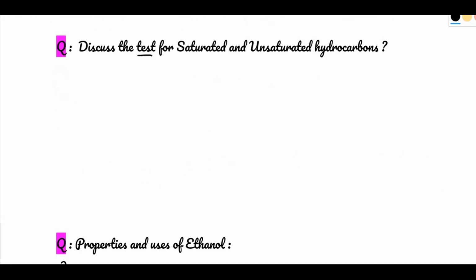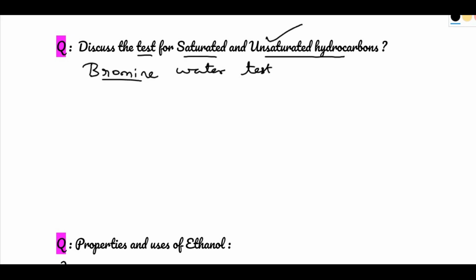Discuss the test for saturated and unsaturated hydrocarbons. So there can be two tests. Either you burn them. If you see a sooty flame, it is unsaturated. If you see a blue flame, it is saturated. Or the bromine water test. So what is the bromine water test? The bromine water test is for unsaturated hydrocarbons.